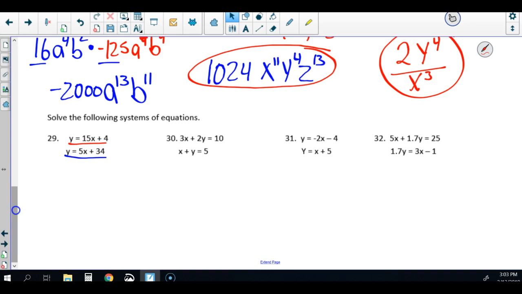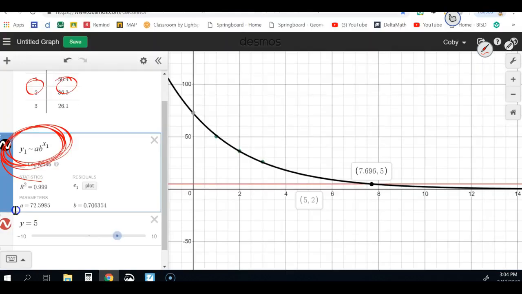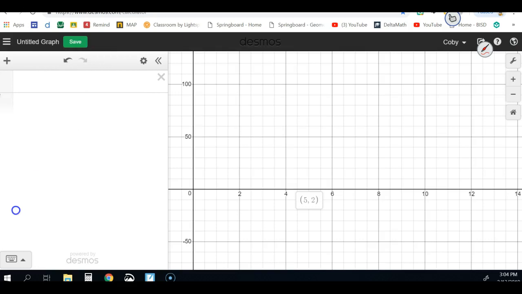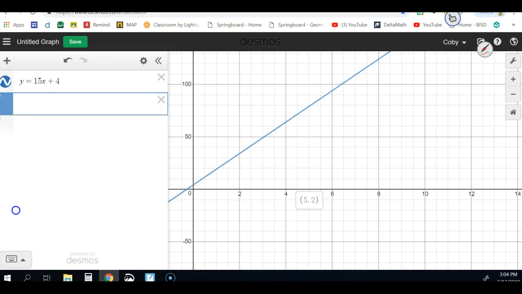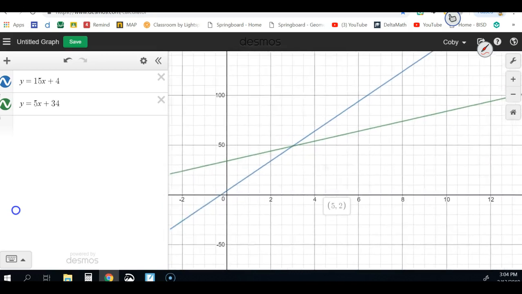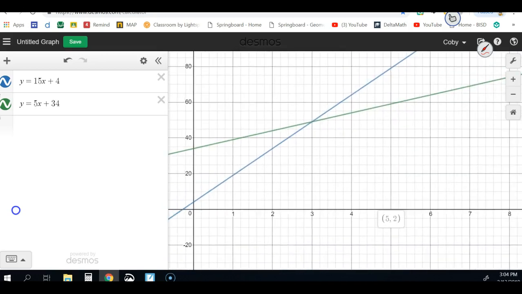So let's start with y equals 15x plus 4. Get rid of all this other stuff we used. Y equals 15x plus 4 and y equals 5x plus 34. Ignore that 5 comma 2, that needs to go away. There's the intersection point. That's where those two lines cross. That's the x and y that they both have in common.